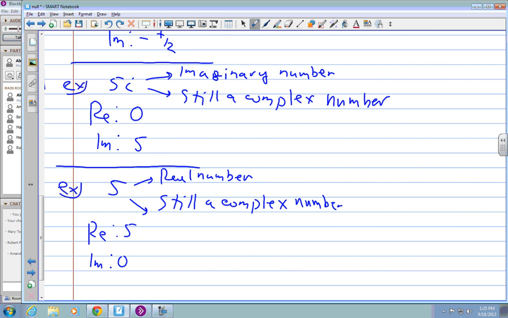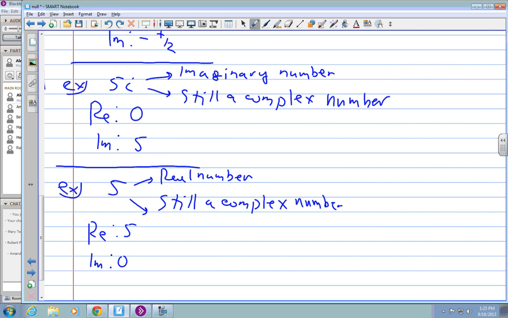So the set of real numbers is a subset of the set of all complex numbers. Complex numbers are much larger. Okay? So every real number is still considered to be a complex number.